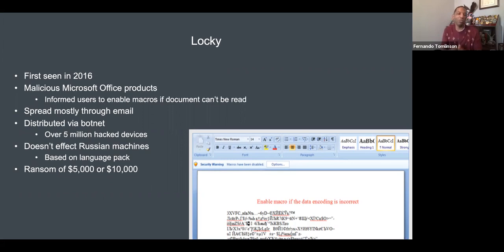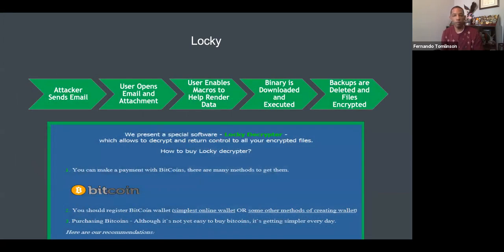All right. Again, they're looking for the user to actually interact with it, and they were getting a lot of people at the time. Right. So this was distributed via a botnet, and at the time, over 5 million devices. Now, what's interesting is it did not affect Russian machines based upon the language pack. So if you're doing some form of analysis, if it's affecting every other language, but it seeks to not affect a specific language, then that leads you to think a particular place of origin. The ransom, 5,000 or 10,000, it varied a little bit. But what's very interesting is that this specifically targeted users unknowing how macros and how the Office products work. So even when defenses are in play, hey, go ahead and allow us in, right? And a lot of people were victims to this.